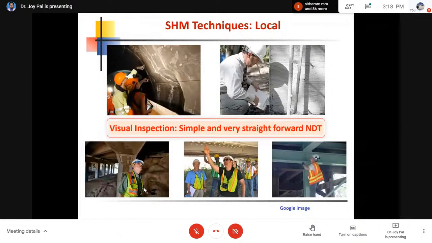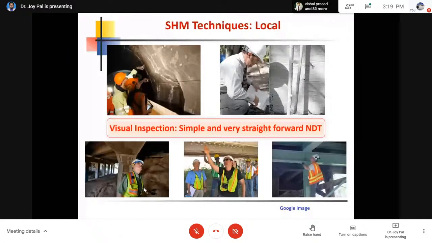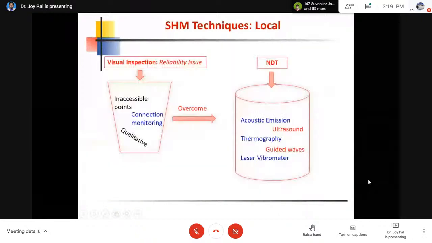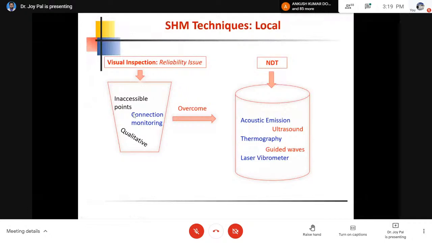Another one is inaccessible points. Some locations are there where you cannot reach, so from that location you cannot get the idea. Ultimately, some unreliability issue is there because of these parts. And moreover, another thing is that you cannot give any quantitative measure. It is entirely a qualitative measure.